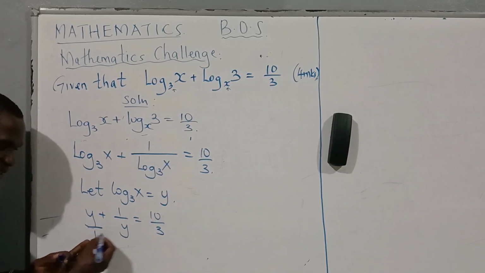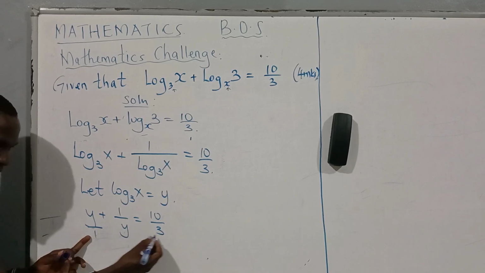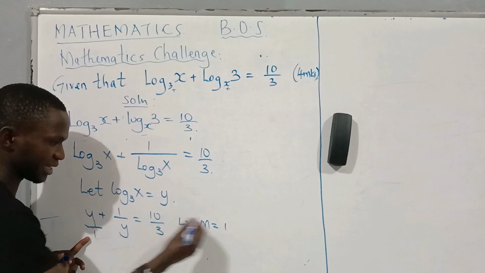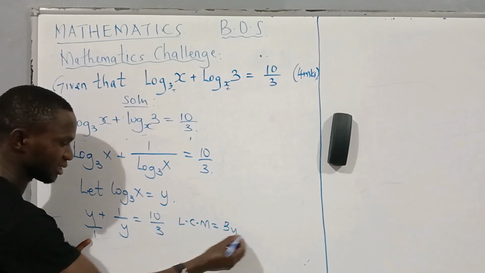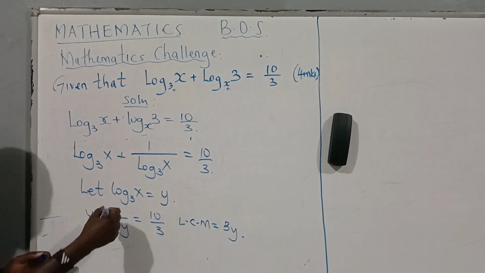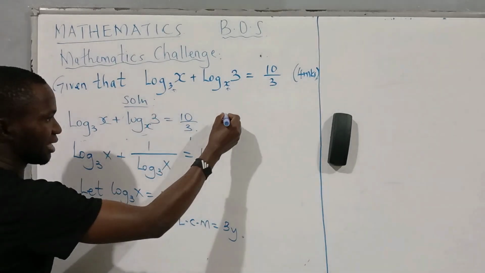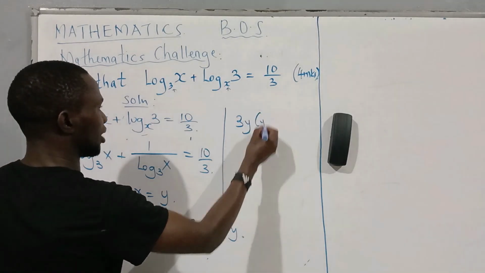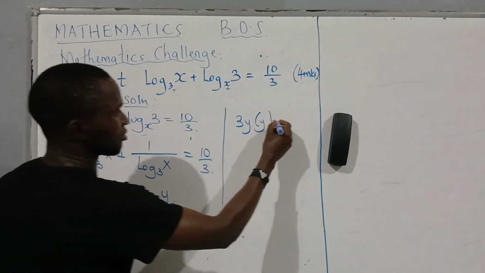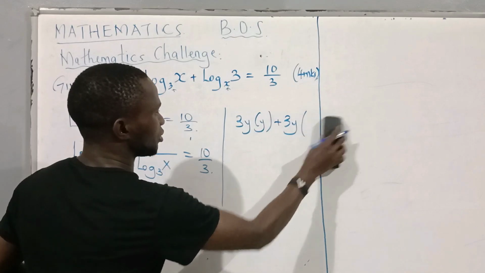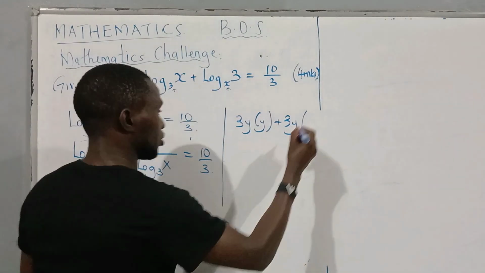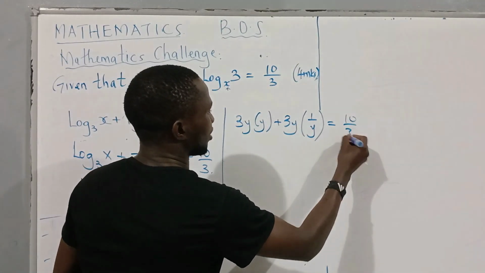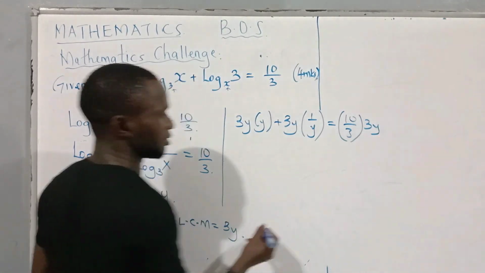Then from there, we find the LCM of 1, y, and 3, which is going to be 3y. Then we multiply across by the LCM. So when I multiply everywhere by the LCM, I will end up with 3y into y plus 3y into 1 over y is equal to 10 over 3 multiplied by 3y.